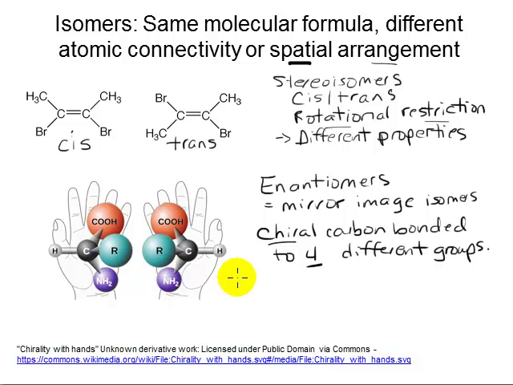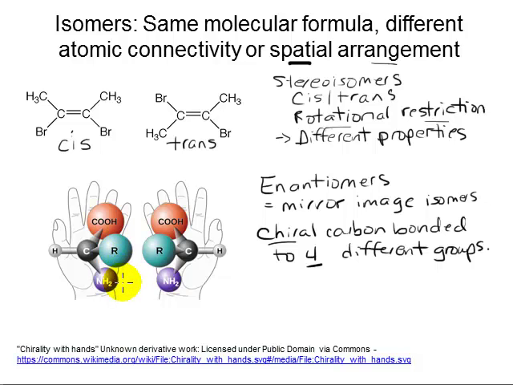Now we have to imagine if we had a mirror, this molecule on the left would be what we would see in the mirror, right? That's what we mean by mirror image isomer. There's no way to rotate this version of the molecule on the right so that it's superimposed and spatially arranged in exactly the same way as the one on the left.